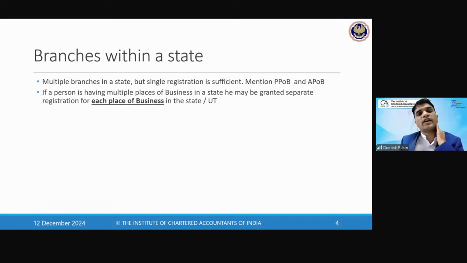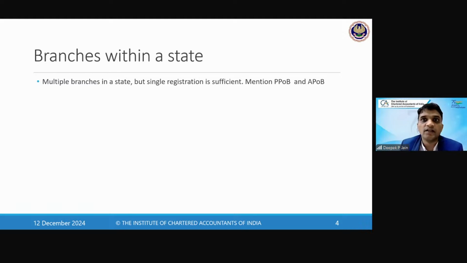Branches within a state, you can have multiple branches in a state, but you can take a single registration. In that single registration, you have to mention PPOB and APOB. What is PPOB? PPOB means principal place of business, and APOB means additional place of business. So if you have 10 branches in a state, then one branch, which will be the head office, you mention as principal place of business, and all other 9 branches you will mention as additional places of business. PPOB is principal place of business, APOB is additional place of business.